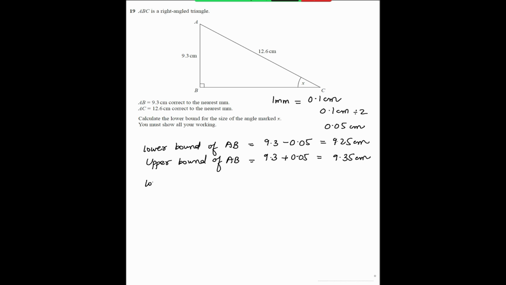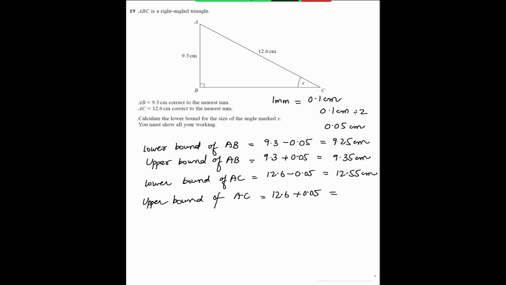Lower bound of AC equals 12.6 minus 0.05, that is equal to 12.55 centimeter, and upper bound of AC equals 12.6 plus 0.05, that is equal to 12.65 centimeter.